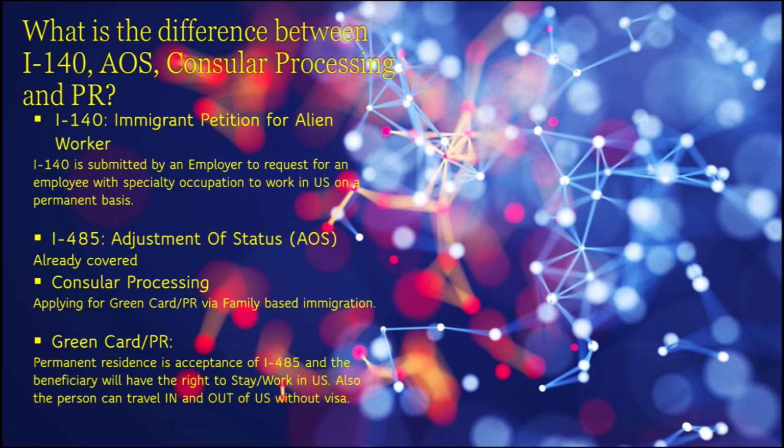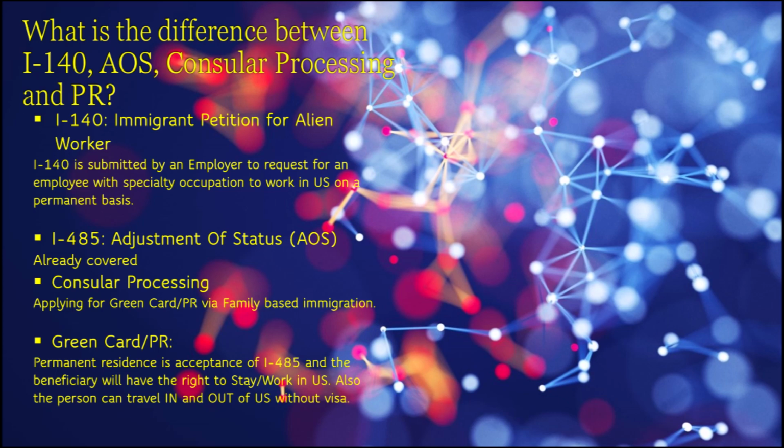So next, regarding I-485, that's the next step. I think a little bit of it is already covered. I'll be covering more of it in the upcoming slides, so keep watching. And the next is consular processing. It's for applying for PR via family-based immigration. It's like a US citizen can sponsor children, spouses, parents, immediate relatives, blood relations to attain an immigrant status and to enter the US. So that is for consular processing.